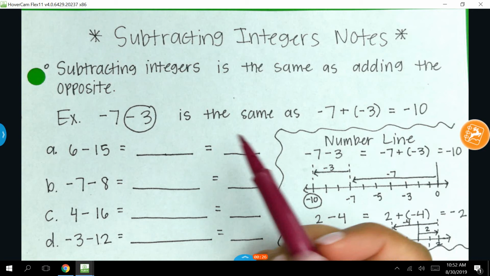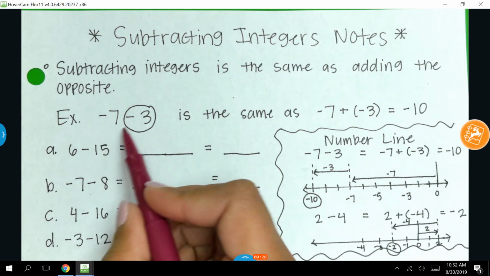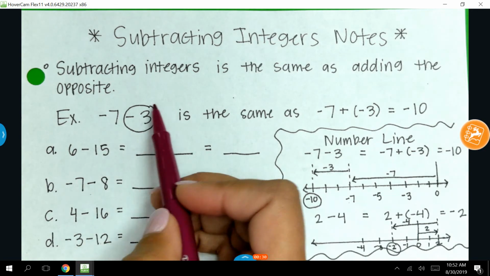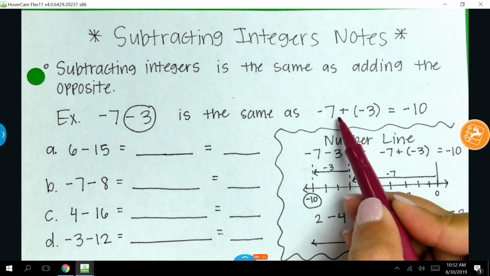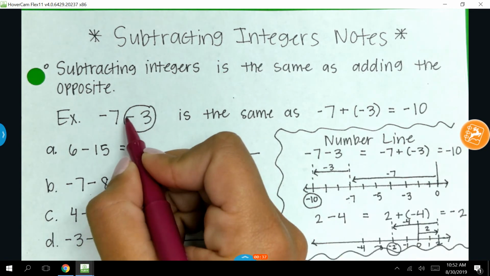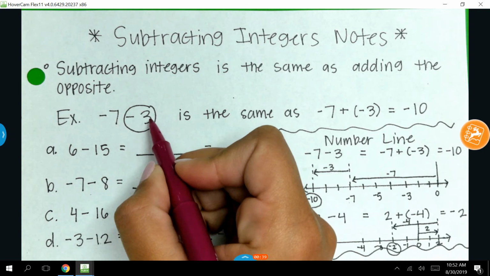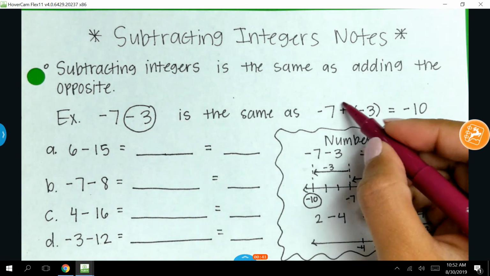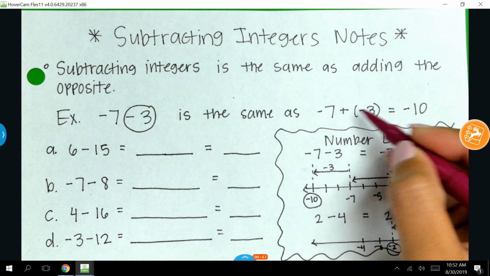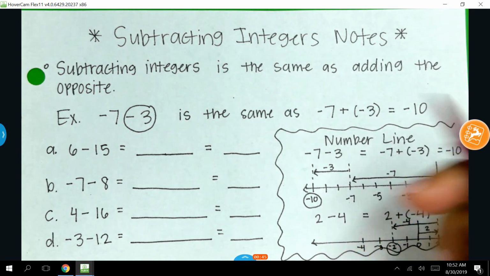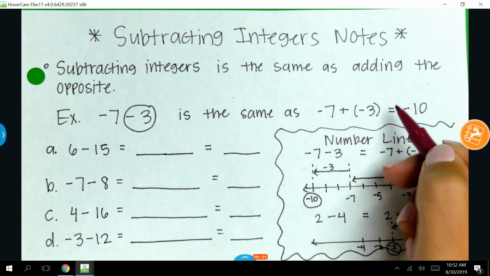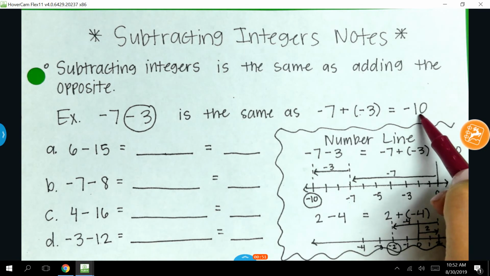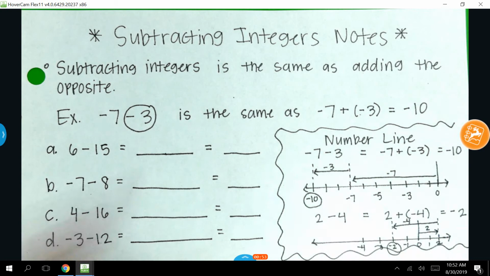Looking at an example, I've got negative 7 minus 3. I'm subtracting an integer, which is the same as adding its opposite. So I was first subtracting positive 3. It's the same exact thing as adding the opposite, which is adding negative 3. Now we have just an addition problem, which we know how to do. Same signs means I add. There are two negatives, so my answer is negative as well.